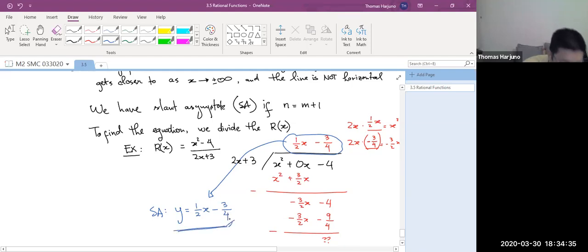We for sure will have this linear equation for our slant asymptote because the degree of the numerator is exactly 1 more than the degree of the denominator. Therefore, when we divide, we must have a linear function as the quotient.